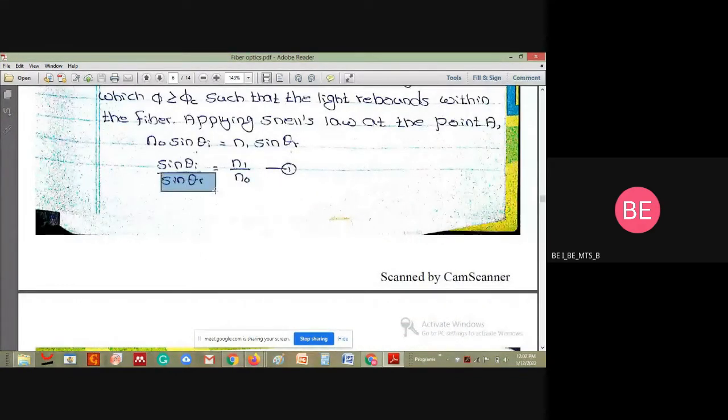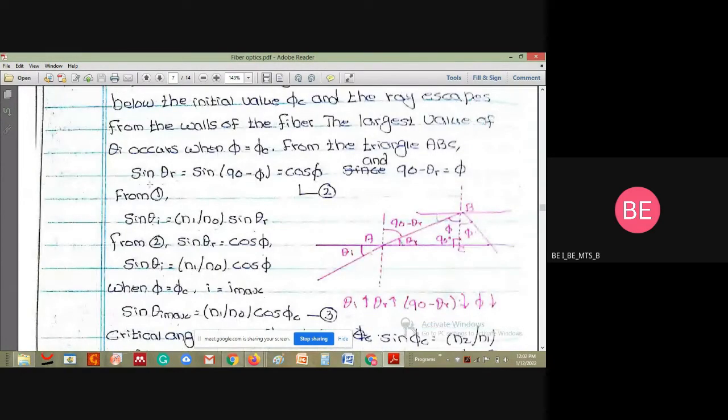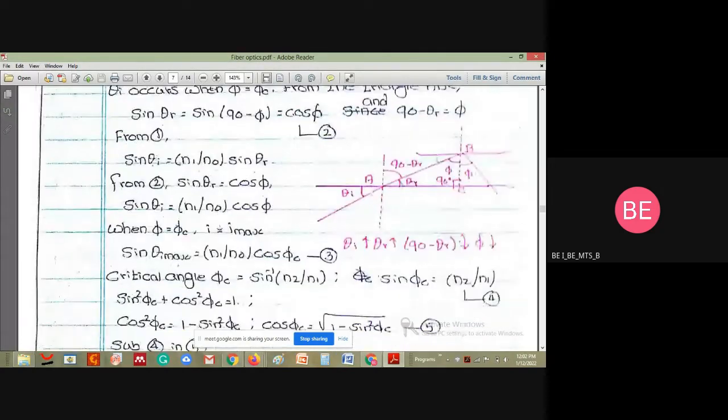So let us try to substitute the value of sine theta r as cos phi. Let us substitute equation number 2 in 1. So sine theta I can be written as, from this equation, sine theta I is equal to sine theta r into n1 by n0. And instead of sine theta r, from the relation, sine theta r is equal to cos phi. So let us replace the sine theta r with cos phi. So sine theta I will be equal to n1 by n0 into cos phi. This is our relation when you replace sine theta r with cos phi in equation number 1.